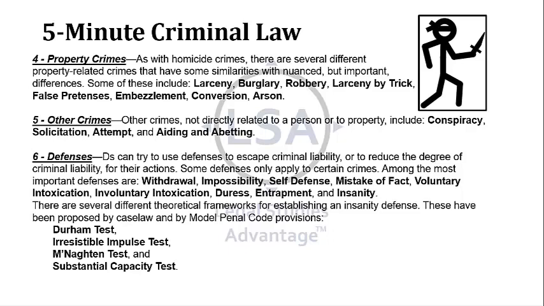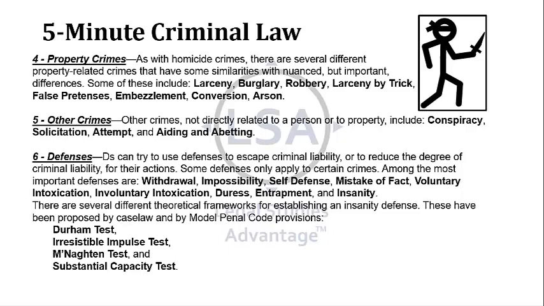criminal liability for their actions. Some defenses only apply to certain crimes. Among the most important defenses that you'll need to know in law school are withdrawal, impossibility, self-defense, mistake of fact, voluntary intoxication, involuntary intoxication, duress, entrapment, and insanity.